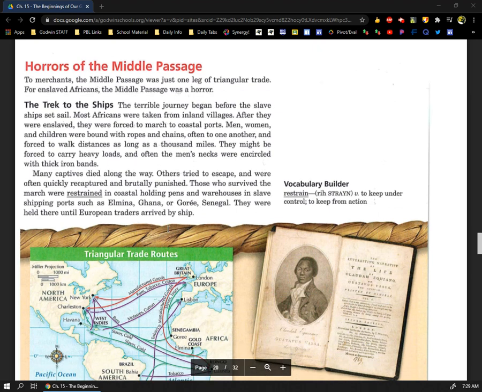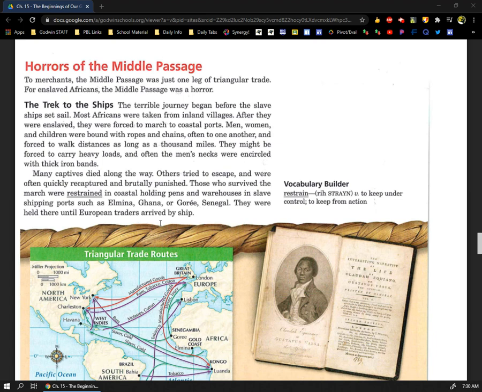Horrors of the Middle Passage. To merchants, the Middle Passage was just one leg of triangular trade. For enslaved Africans, the Middle Passage was a horror. The trek to the ships. The terrible journey began before the slave ships set sail. Most Africans were taken from inland villages. After they were enslaved, they were forced to march to coastal ports.